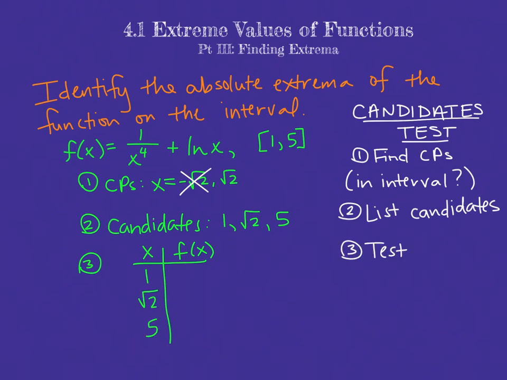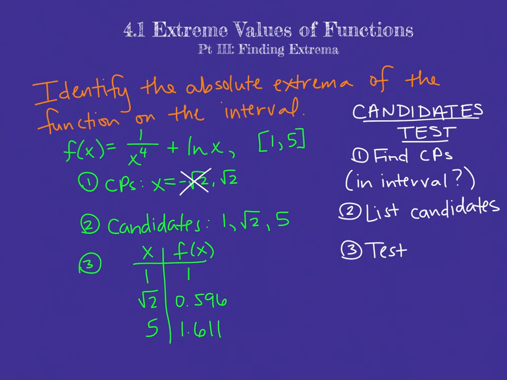Now here I use my calculator. Well, I didn't for the first one because we have 1 over 1 to the 4th, which is 1, plus the natural log of 1, which is 0. So our output here is just a 1. I plugged into my calculator the next two, and I got 0.596. And then for plugging in 5, I got 1.611. Now we can see which is the tallest or lowest point of these three candidates.